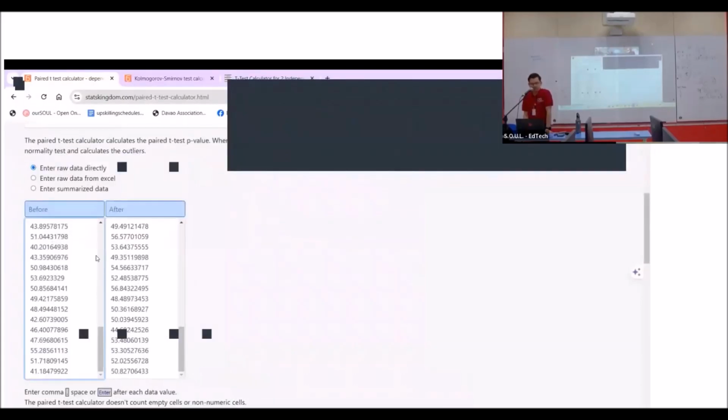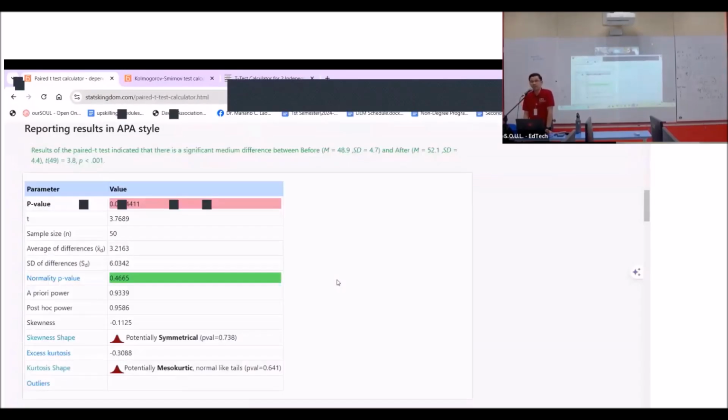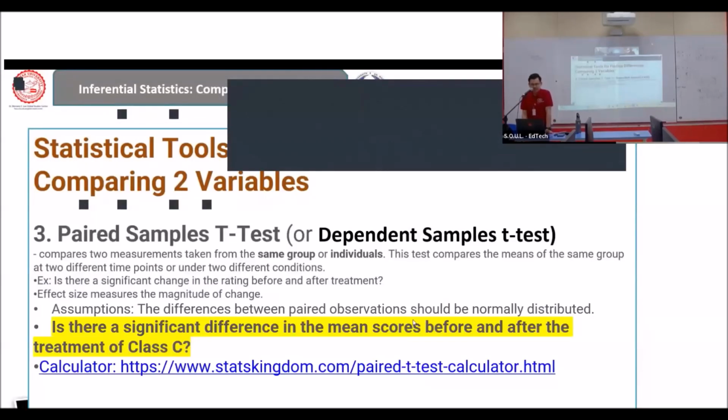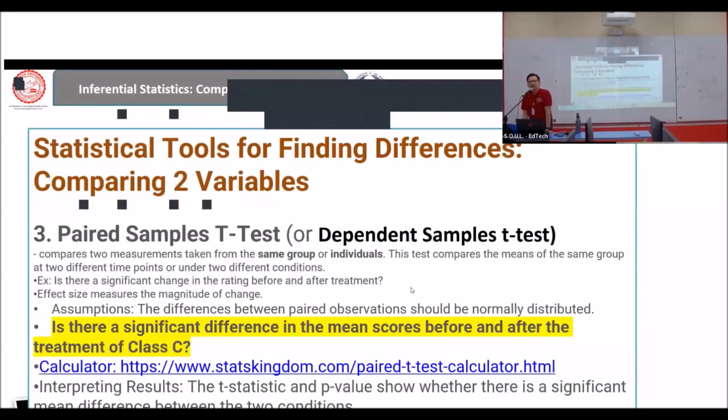Calculate. So the p-value is 0.00041. That means, is there a significant difference in the scores of class C between the pre-test and the post-test? There is a significant difference in the test scores of class C between pre-test and post-test. Let's proceed. The next question is, what if the data is not normally distributed?